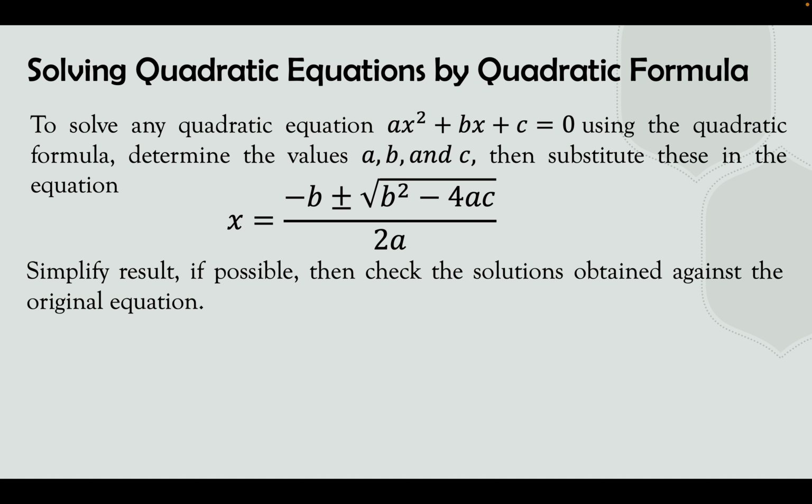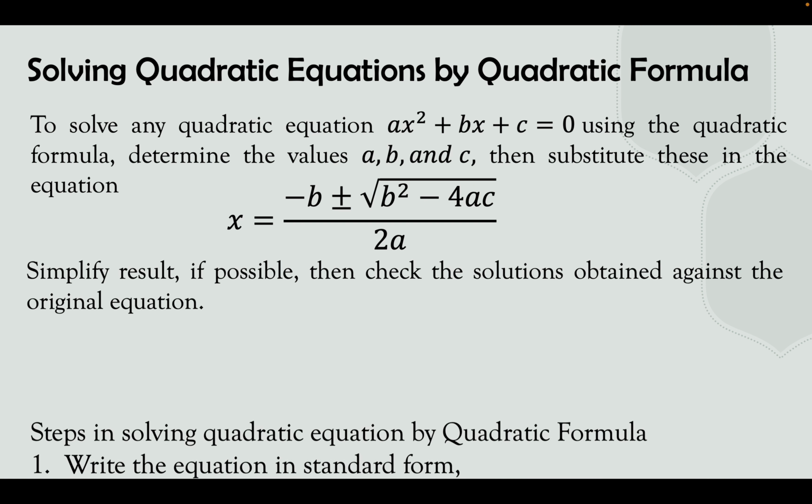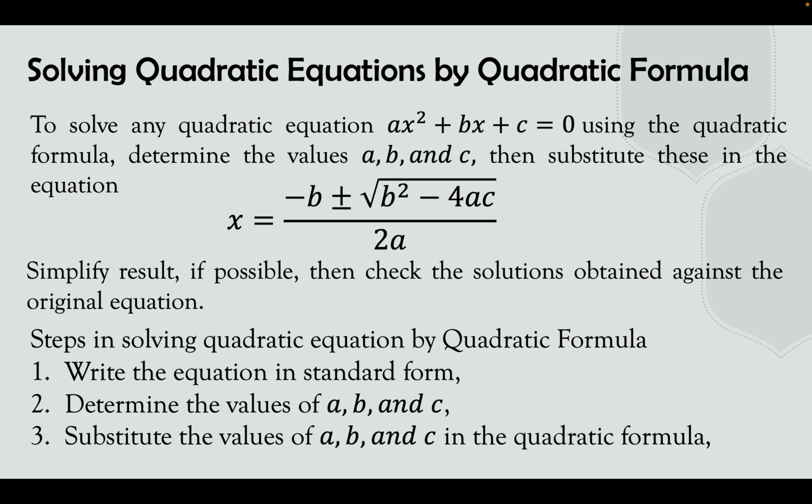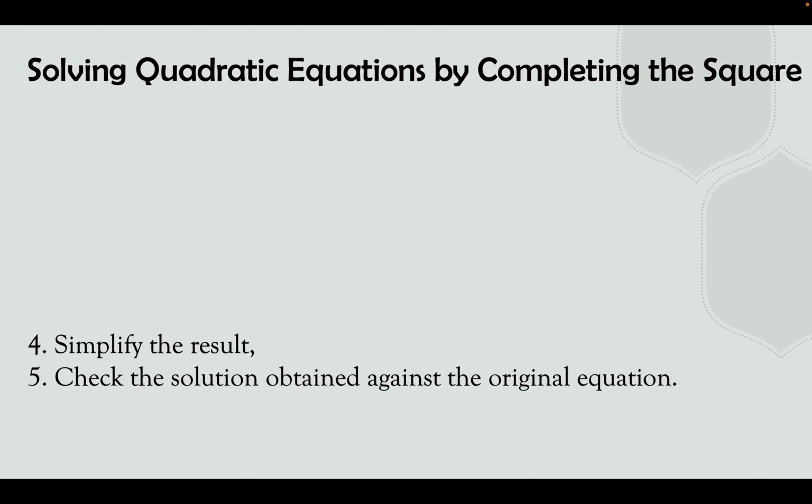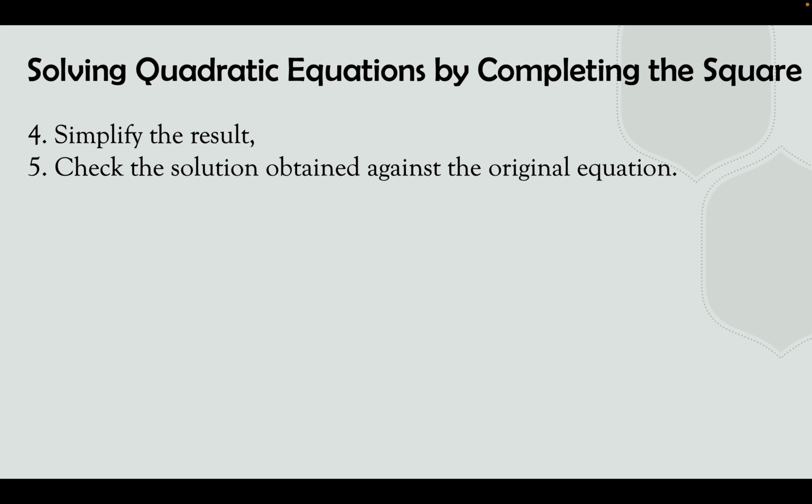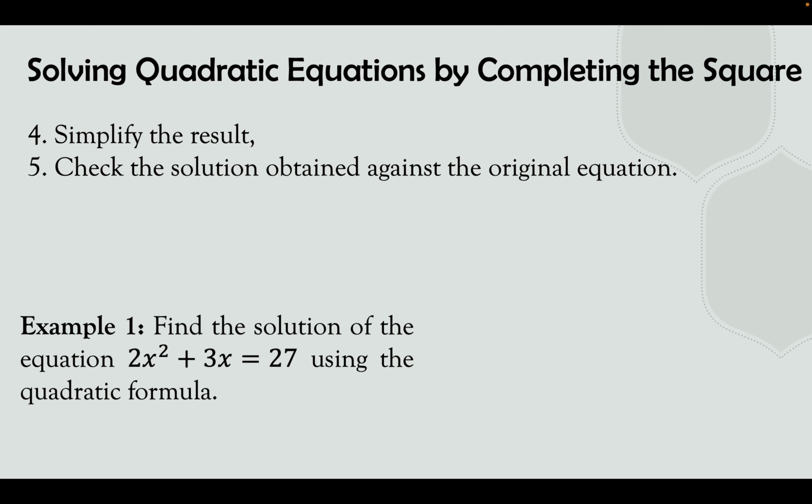Simplify the result if possible, then check the solution obtained against the original equation. These are the steps in solving quadratic equation by quadratic formula. First, write the equation in the standard form. Second, determine the values of a, b, and c. Third, substitute the values of a, b, and c in the quadratic formula. Simplify the result and check the solution obtained against the original equation.